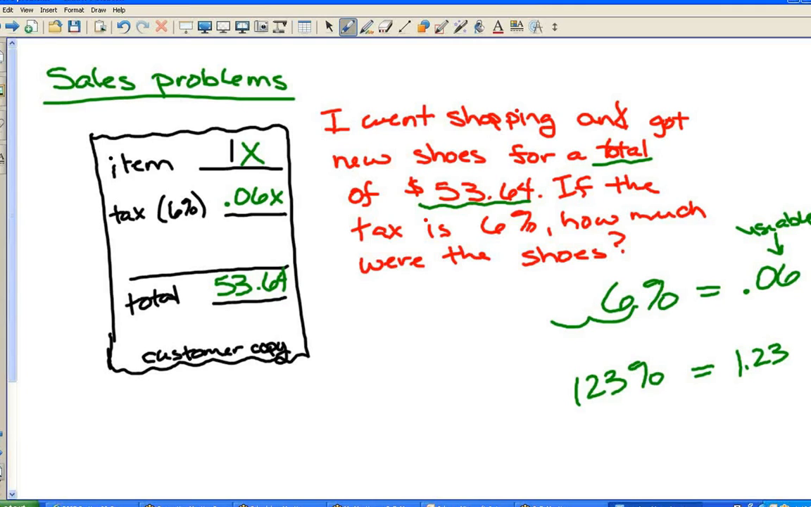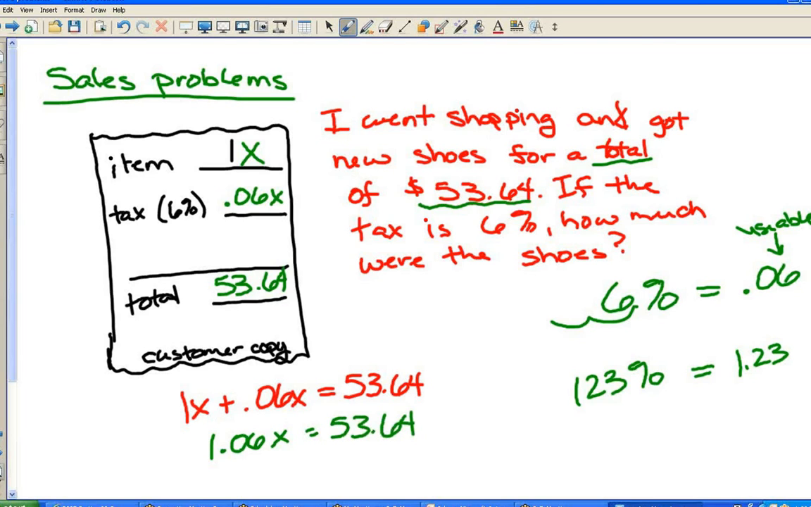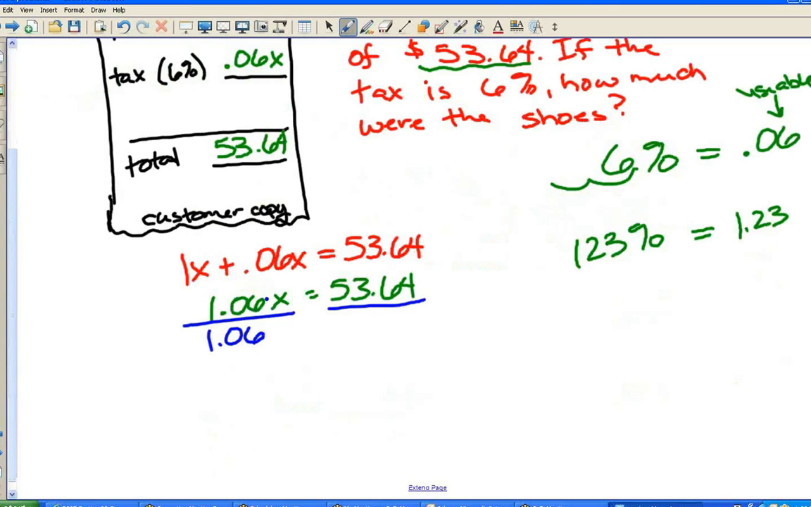I can add down to get my total. 1x plus 0.06x is 1.06x. If I didn't want to write that, I could say 1.06x equals the total. The undo thing is division, so we just do a fraction bar, meaning divided by 1.06. The 1.06 cancels out, leaving me with x on that side. I have to do the total divided by 1.06 this way, and I get the price of the shoes.